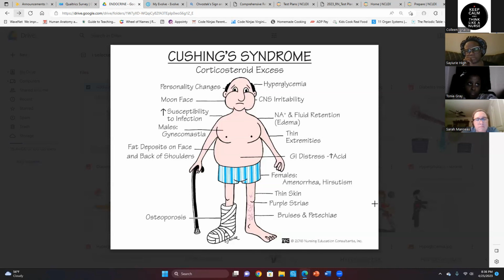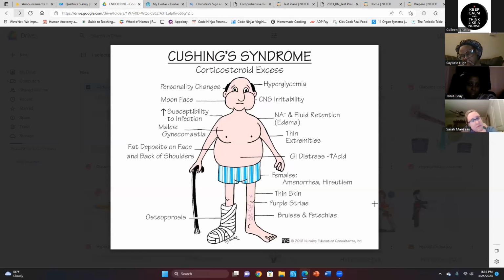Let's see. This patient should also eat foods that are high in protein and calcium. Makes sense, right? They should have foods low in carbohydrates. That makes sense too, because they have hyperglycemia. Foods that are low in sodium because they have sodium retention, right? And they need potassium supplementation. Well, that makes sense because they're low in potassium.